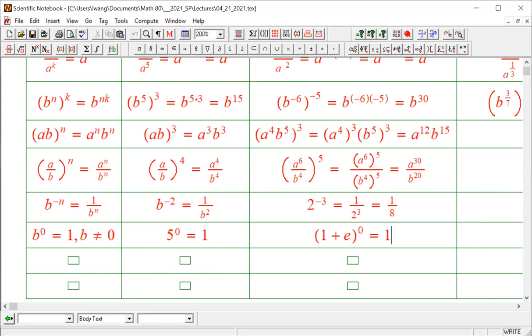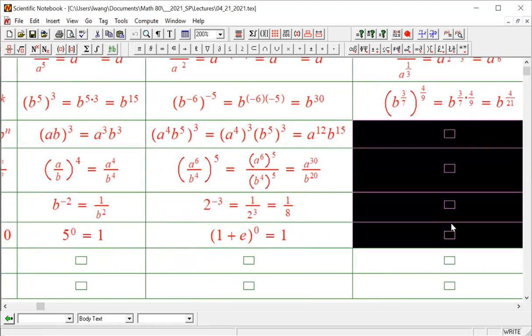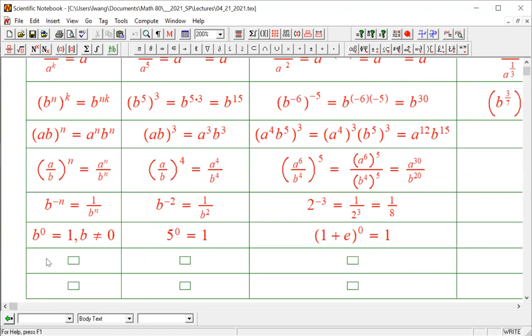Okay, I'm going to save column C for you. There are 4 other exercises for you. Let's look at the last 2 rows in the basic 21. These 2 rows are actually supporting what we have here, b to the power negative n. They just elaborate it a little bit.